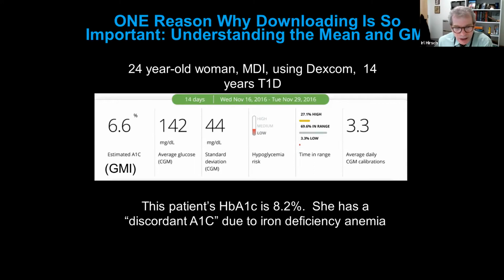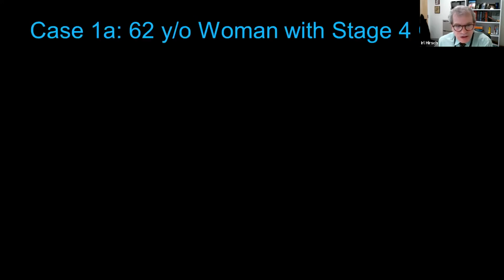And I use the terminology discordant if the GMI is more than 1% away from the measured A1C. And in her case, her A1C was reading off because she had iron deficiency anemia. With iron deficiency anemia, this is one of the rare causes where we understand that there is a higher measured A1C. Interestingly, most other anemias, you will see a lower measured A1C compared to the GMI.